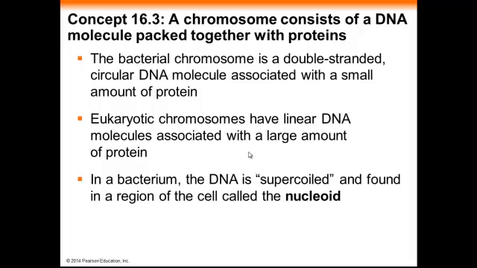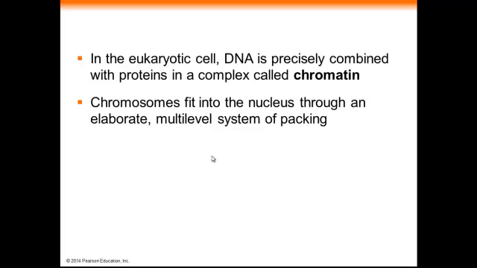Now, we've talked about chromosome structure before, and remember that a chromosome consists of DNA as well as proteins. Bacteria have a double-stranded circular single molecule or chromosome. However, eukaryotes usually have multiple linear chromosomes made with DNA and other proteins. Okay, in a bacterium, the DNA is supercoiled and bound really tightly, found in a region called the nucleoid. In the eukaryotic cell, DNA is combined with special proteins called histones in a complex called chromatin. And the chromosomes fit into the nucleus through a multi-level system of packing.